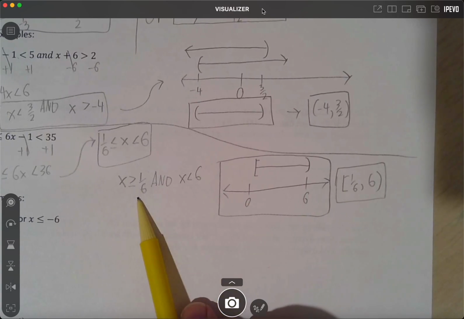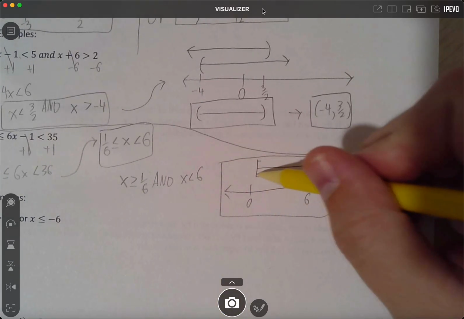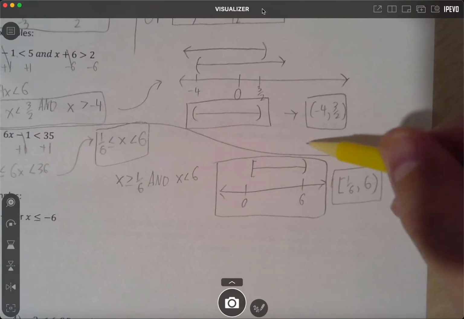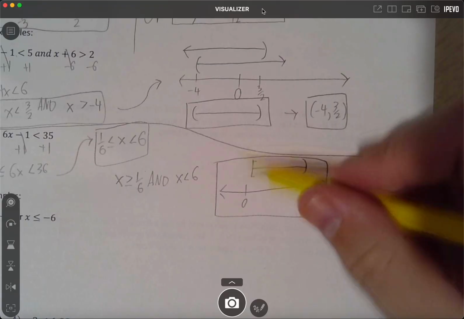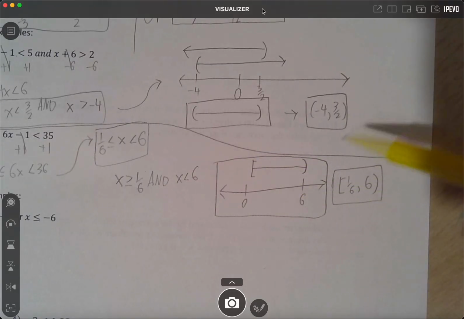Of course, you could graph these both separately. I can be 1/6 or above with a bracket. I can be 6 or below, but not 6 exactly, parentheses, and then see where they overlap. Same idea. All right, that is our 2 and inequality examples.